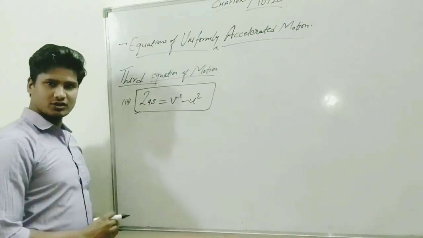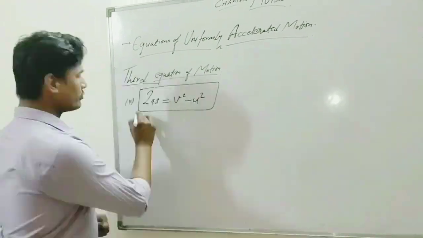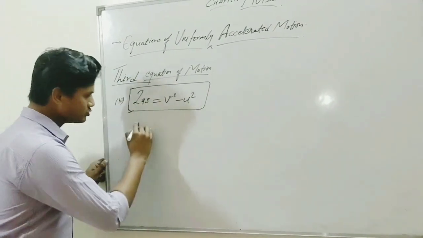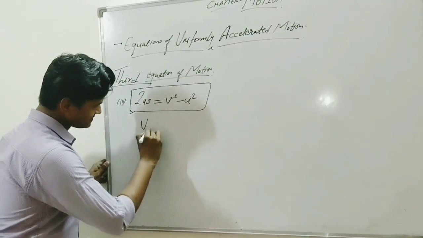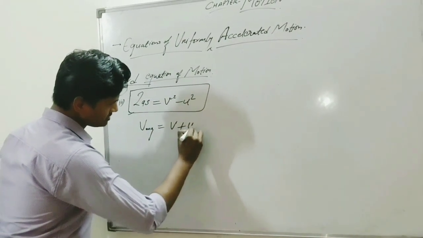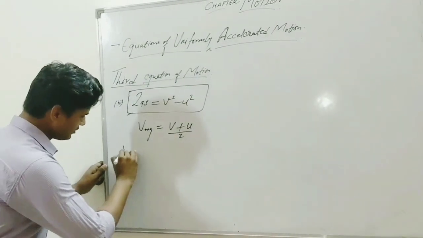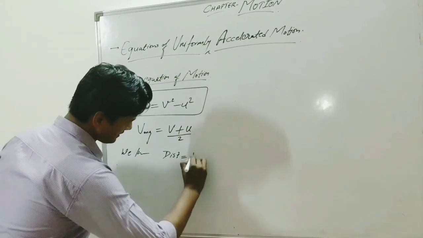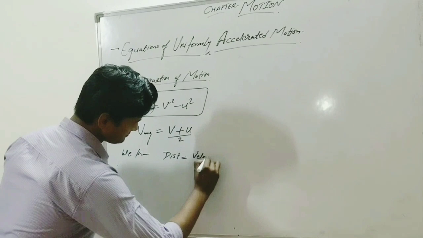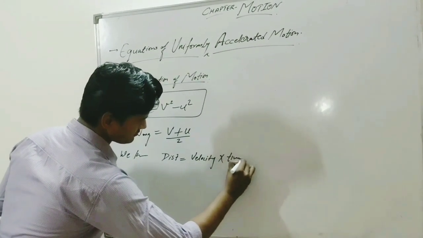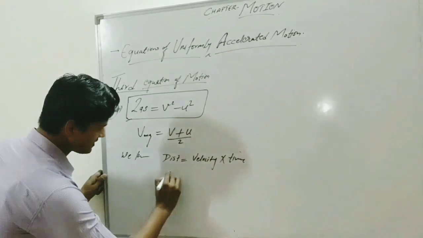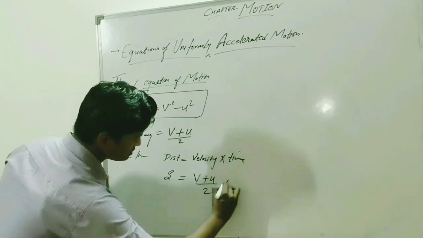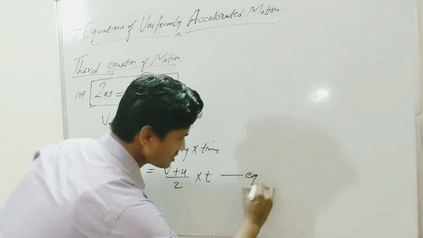Come to our third equation of motion, that is 2AS is equal to V square minus U square. Here again we use the formula of average velocity, that is V plus U upon 2. We know distance is equal to velocity into time. So we can write S is equal to velocity V plus U upon 2 into time. This can be said as equation 1.